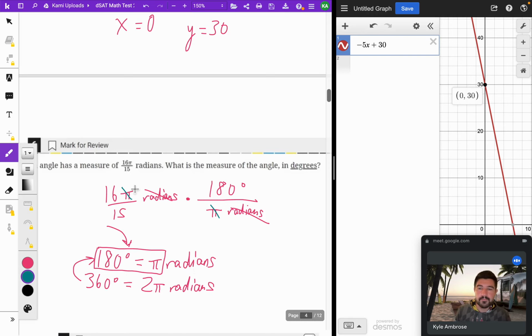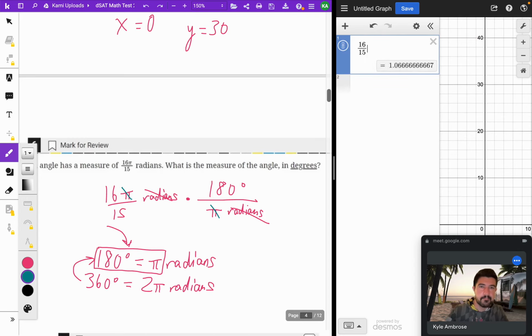We could do 16 times 180. Those are the numerators, and then we could divide it by the 15 that's left in the denominator. So when we do that, I'm going to go like this in Desmos now. 16 over 15 times 180. And the answer, you can see there, is 192. So that would be 192 degrees, and that would be our final answer.